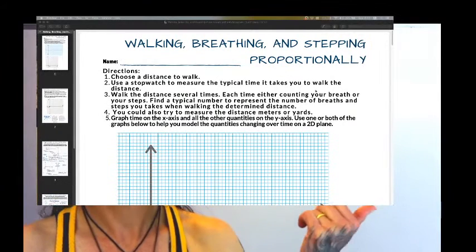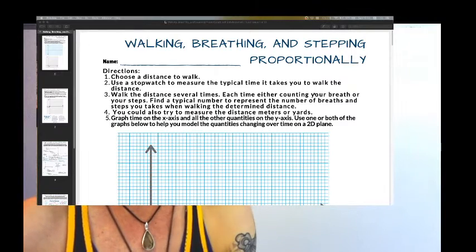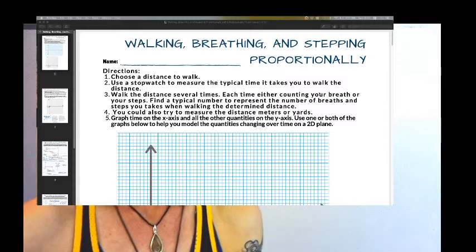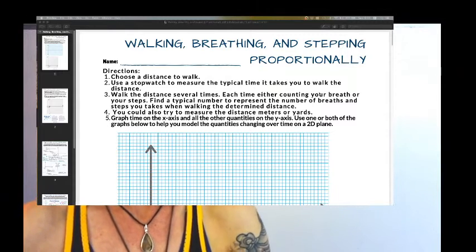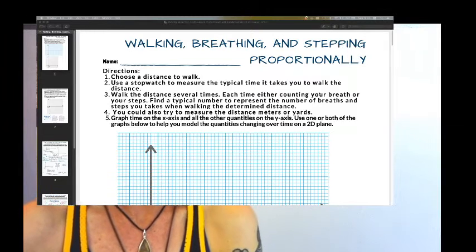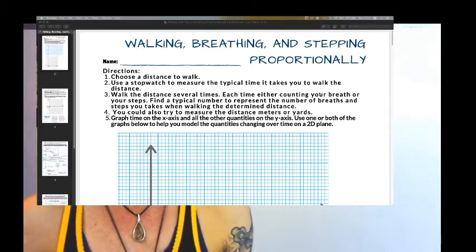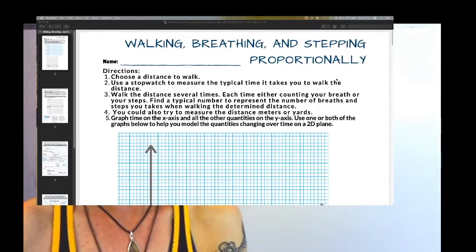So you're going to choose a distance to walk, use a stopwatch, measure how long it takes you, do this several times, get the average. Step 3, walk the distance several times, each time counting your breaths and steps to find a typical number to represent the number of breaths and steps you take while walking the determined distance. Part 4, you can also try to measure the distance in meters or yards, like I said, using an application or some sort of measuring tool.